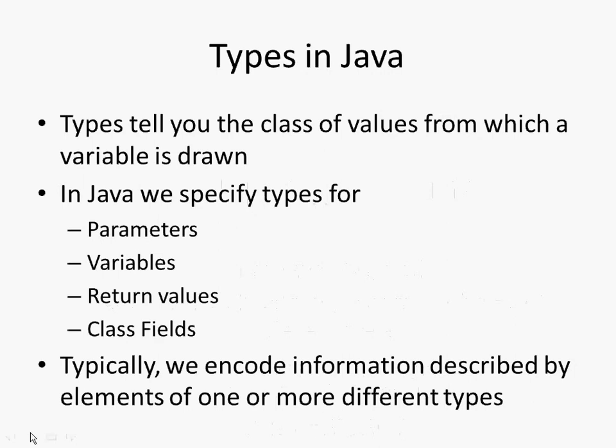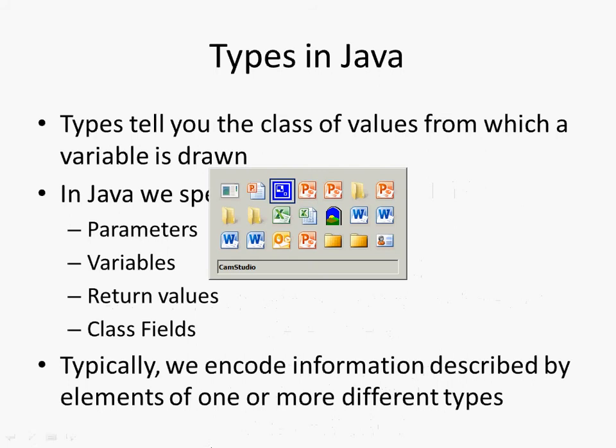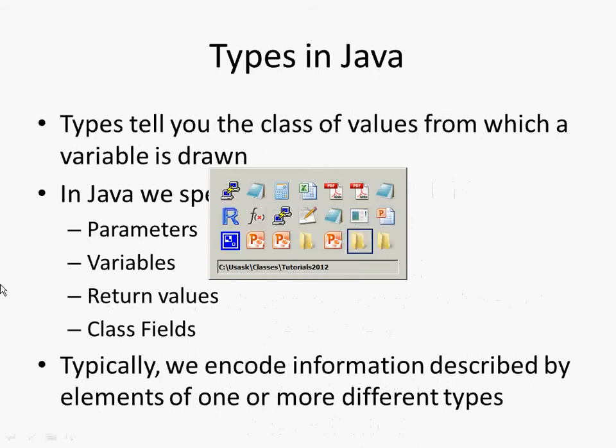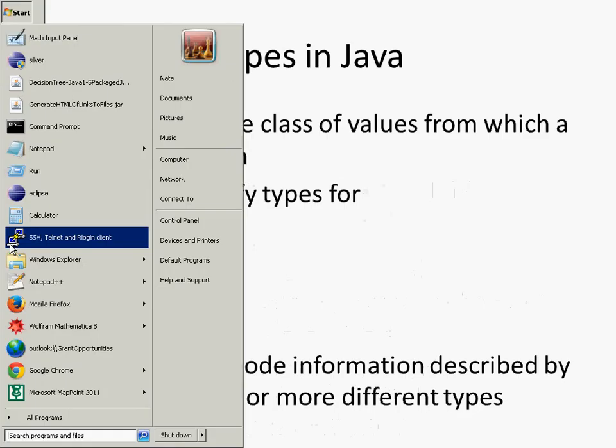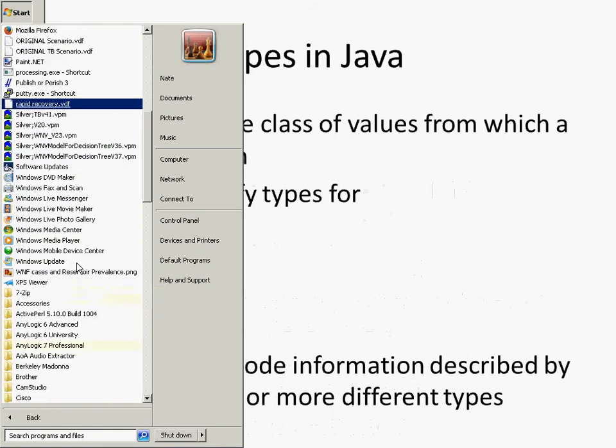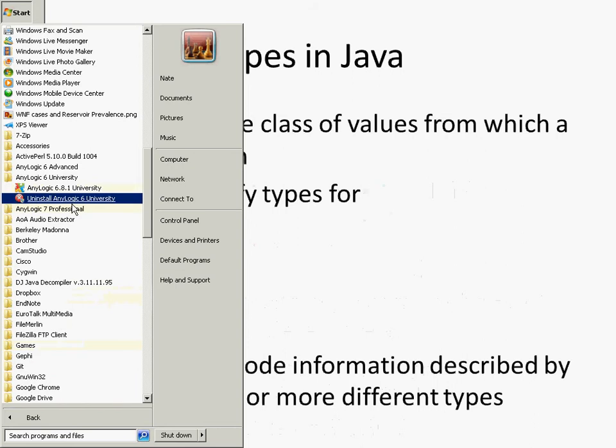Types in Java. Types are the indications we give, or denotations we give, that indicate what sort of information a parameter or a variable, for example, can hold. And I need to get up my AnyLogic. I was fooling around with AnyLogic 7 here, so I need to get up AnyLogic 6. There we are.